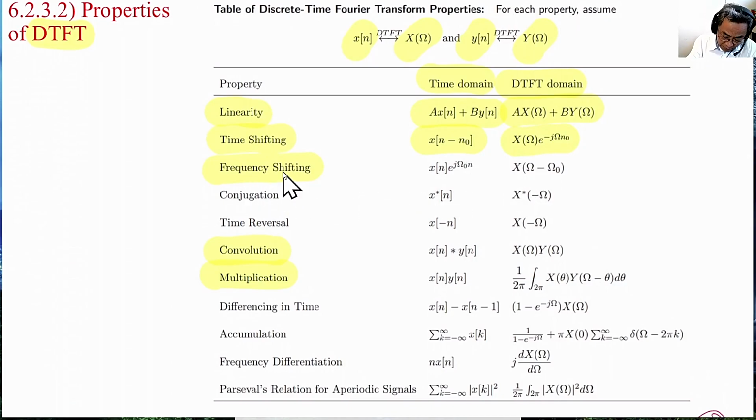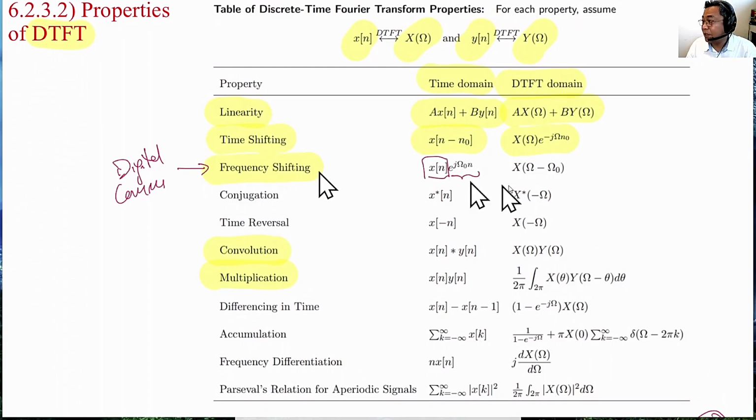Frequency shifting is used very much in digital comms. Basically, in the frequency shifting, we are multiplying our original signal with a complex exponential. Actually, we are always multiplying with cosine or sine of a particular frequency. But when we multiply a particular frequency with the original sequence, in the frequency domain, we are translating X(ω) to be centered at ω0. That's what it means here.